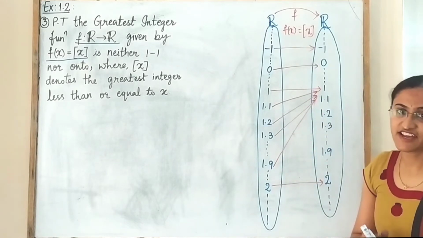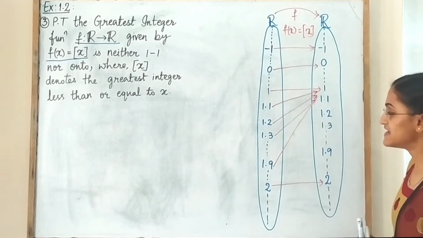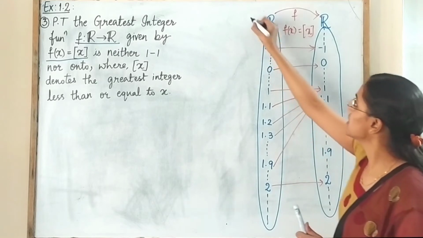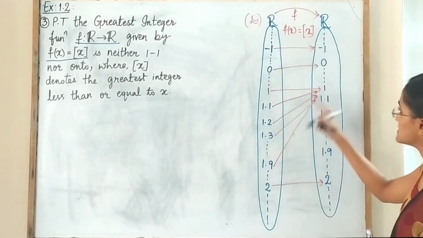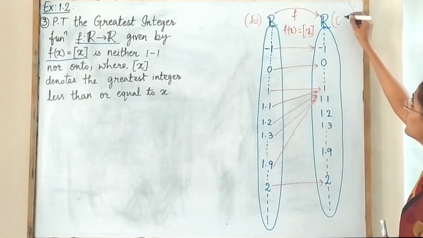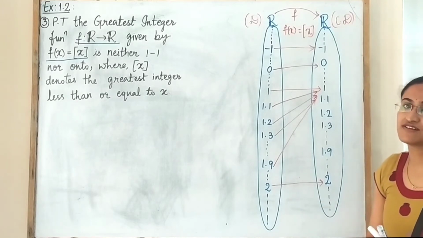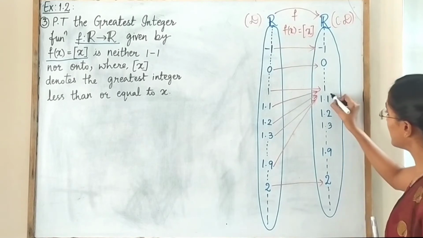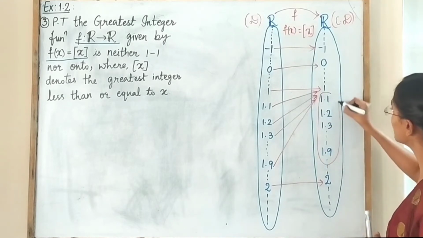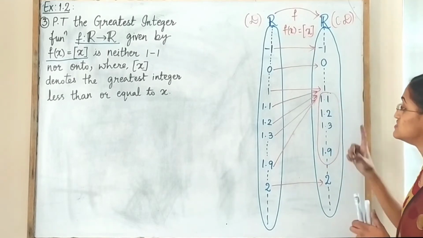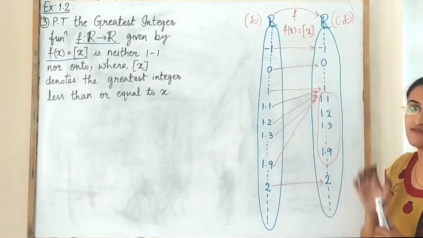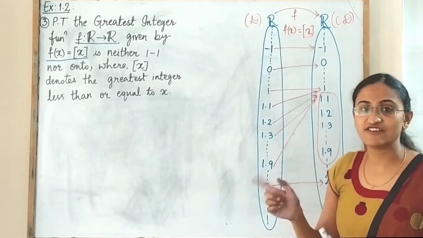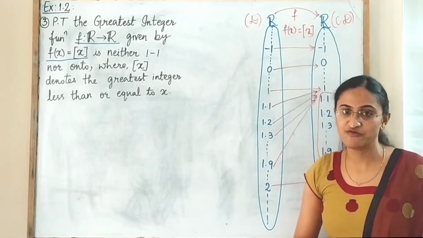In the given arrow diagram, you can clearly note that many elements of the domain R are mapped to the same element of the codomain R, and hence you can conclude this is not a one-one function. And also observe that there are many elements in the codomain R which are not being mapped with any element from the domain R, and hence you can also conclude that the given function is not an onto function.